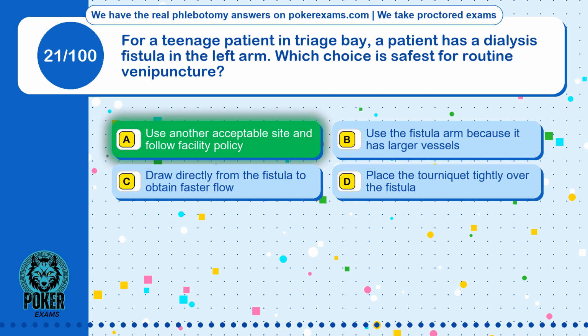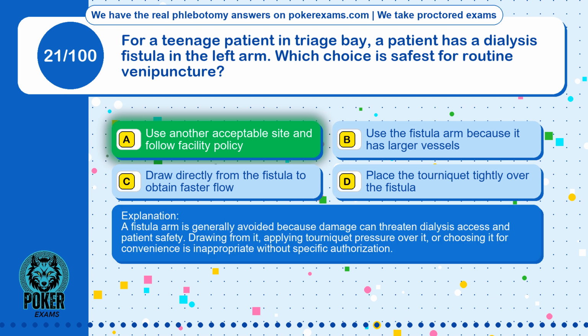Use another acceptable site and follow facility policy. A fistula arm is generally avoided because damage can threaten dialysis access and patient safety. Drawing from it, applying tourniquet pressure over it, or choosing it for convenience is inappropriate without specific authorization.